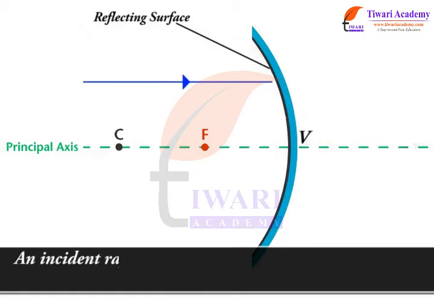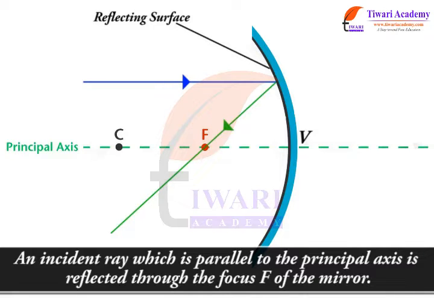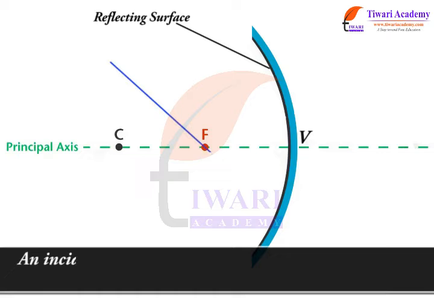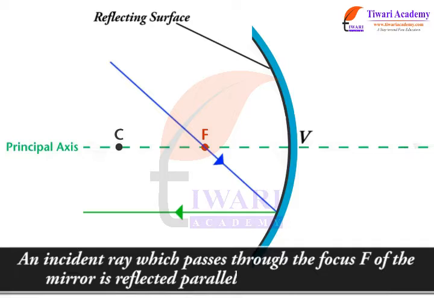An incident ray which is parallel to the principal axis is reflected through the focus F of the mirror. An incident ray which passes through the focus F of the mirror is reflected parallel to the principal axis.